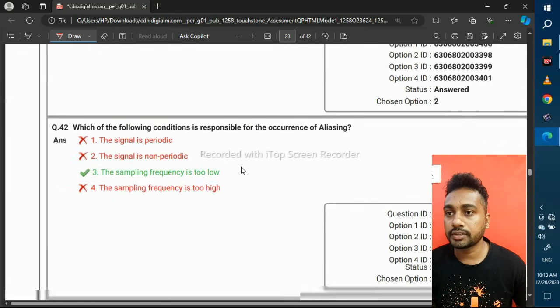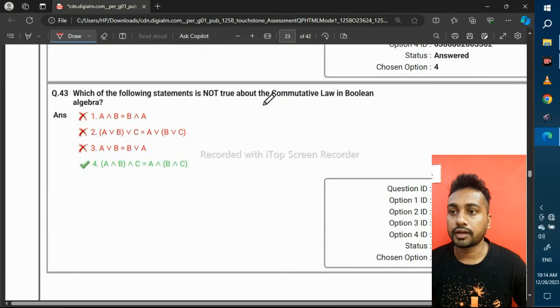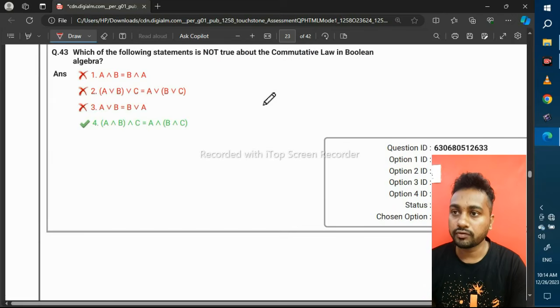Which of the following conditions is responsible for the occurrence of aliasing? If the sampling frequency is low, then aliasing will occur. This is also question 43, mark this one also.